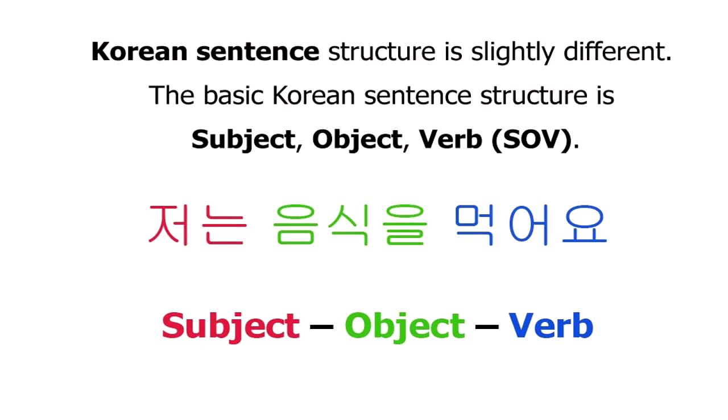In a Korean sentence, the structure is slightly different. They follow the subject, object, verb pattern. The subject is found at the beginning of the sentence, followed by the object in the middle, and at the end is the verb. 저는 음식을 먹어요, literally translates to, I eat the food. This sentence uses the subject, object, verb pattern. It's important to know that verbs and adjectives almost always come at the end of a sentence.